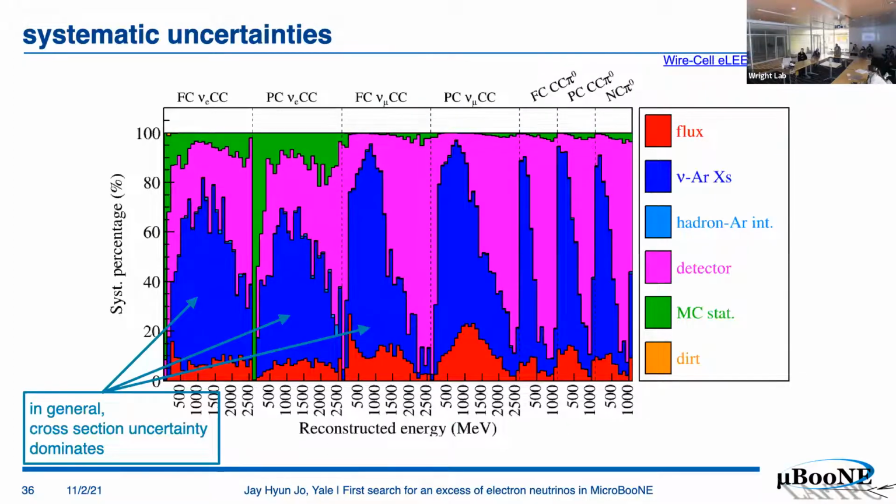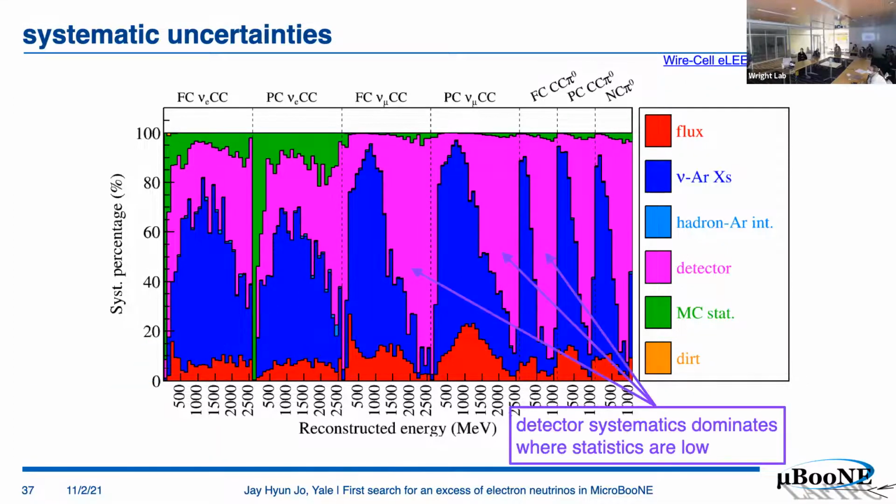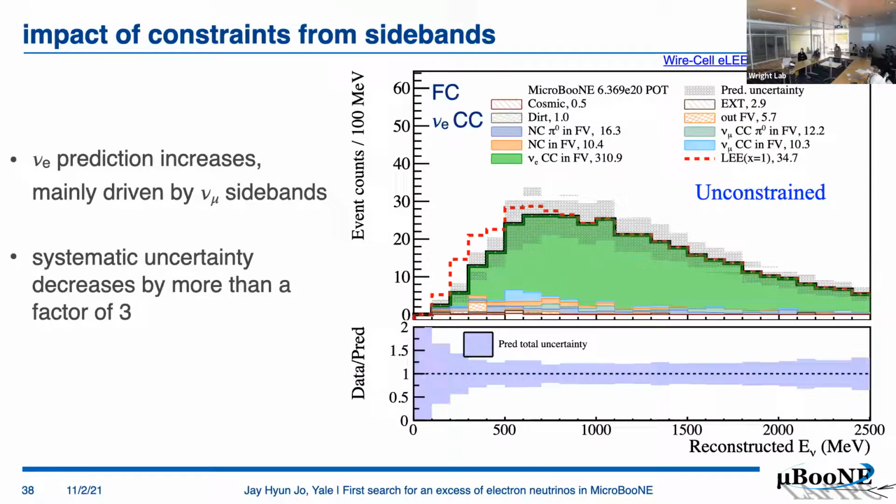Now, this is the relative uncertainty between these different components, to see which component is dominating the most. You can see that the blue, the cross-section uncertainty, is generally the dominating one. Again, this is before constraints. But also in the lower statistics region, like in this magenta line histogram, the detector systematic starts to dominate. So let me show you how the constraint actually worked in the end.